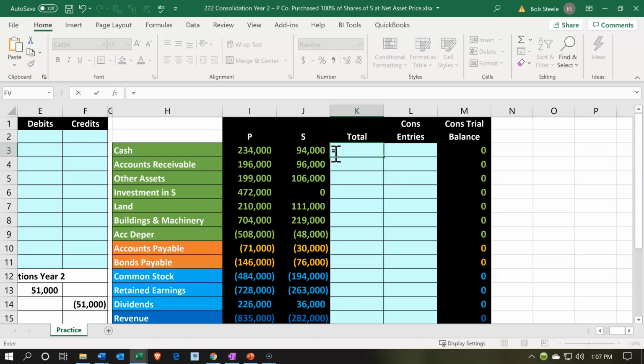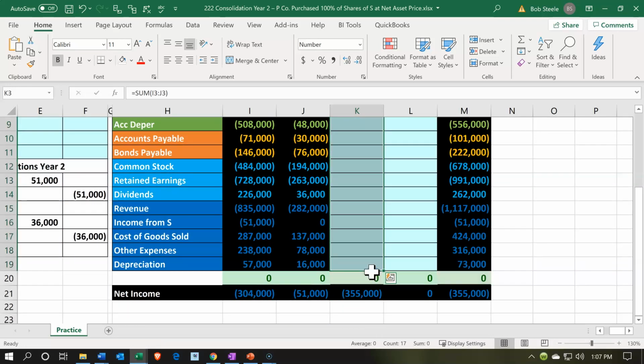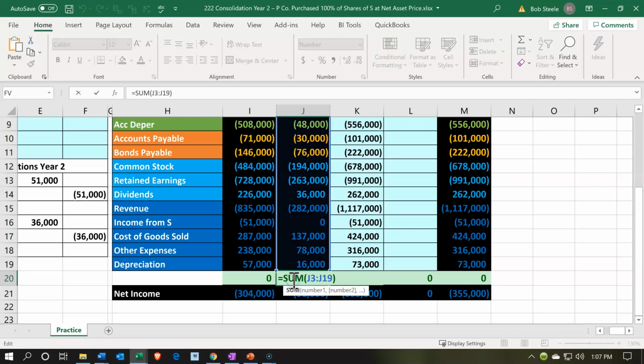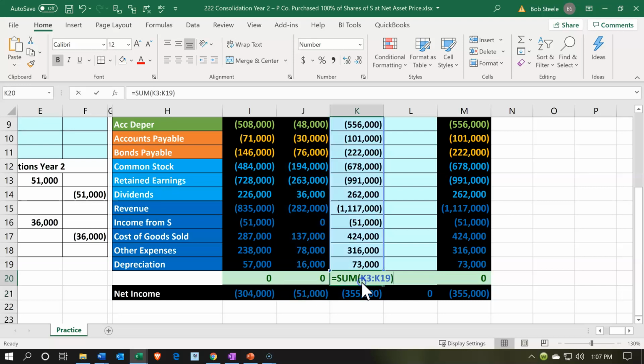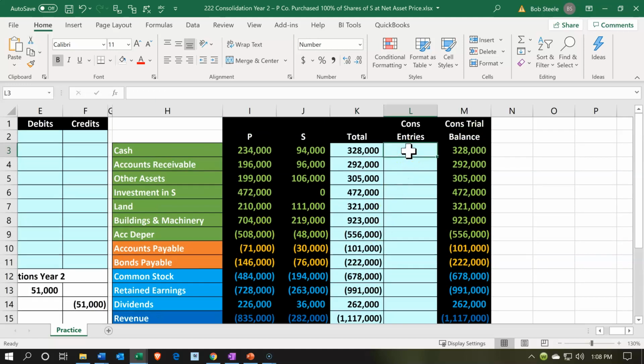So I'm in K3. I'm just going to say equals SUM, I'm going to sum up the cash for both of those, and that's it. And then I'm just going to autofill that formula all the way down. We're just totaling those two columns up, and that'll give us the total, right? If the debits equal the credits here, and the debits equal the credits here, then the debits equal the credits here, and that's going to be our ending trial balance. So that looks good. And now we just need to do our elimination entries.